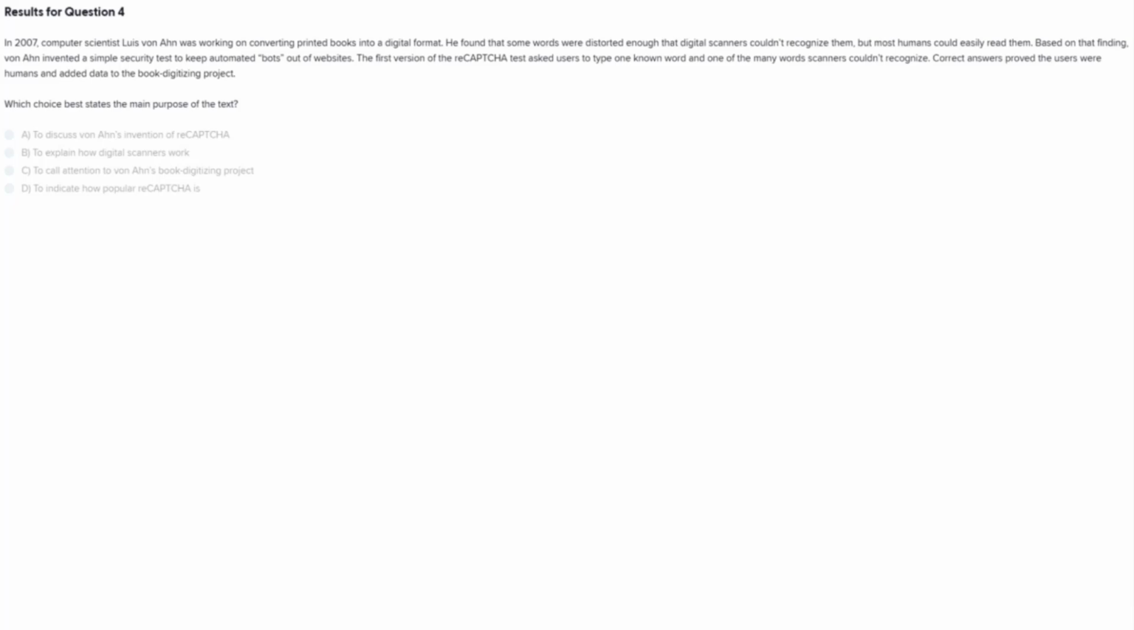This problem asks us to find the main purpose of the text. So when we're reading, we should consider why the author is writing.